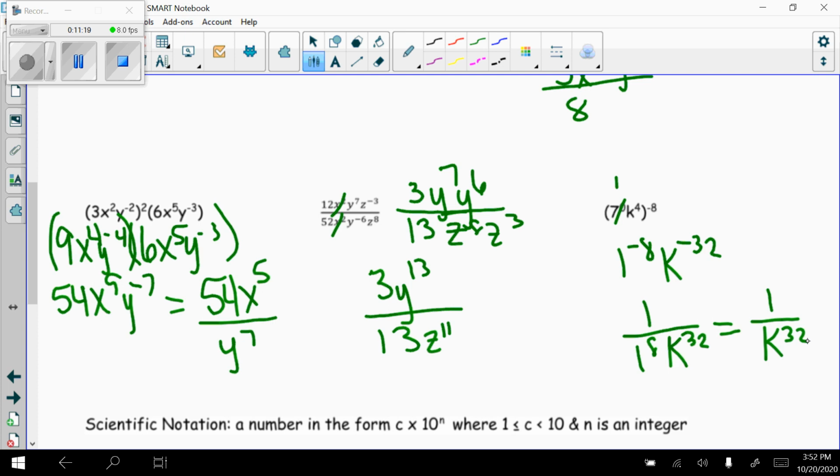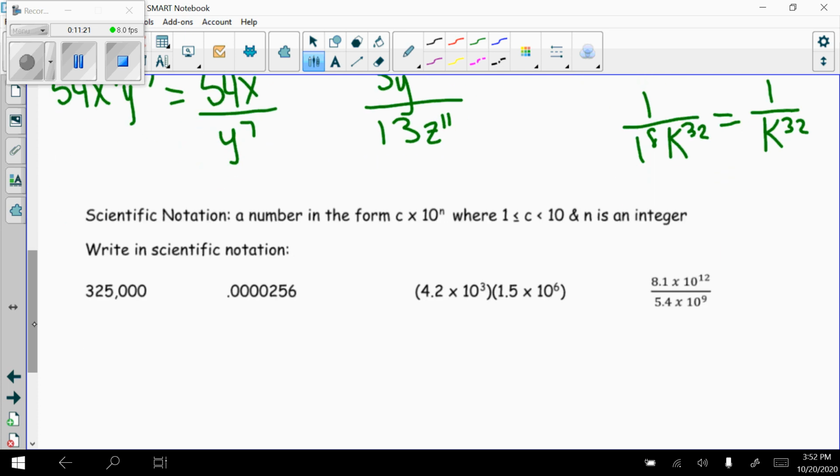All right, let's review scientific notation. Remember scientific notation, a number in the form c times 10 to the n, where c has to be between 1 and 10, and n is an integer. So we're going to write in scientific notation. So this is where my decimal is. I need to move it between the 3 and the 2. So I know it's going to be 3.25 times 10.